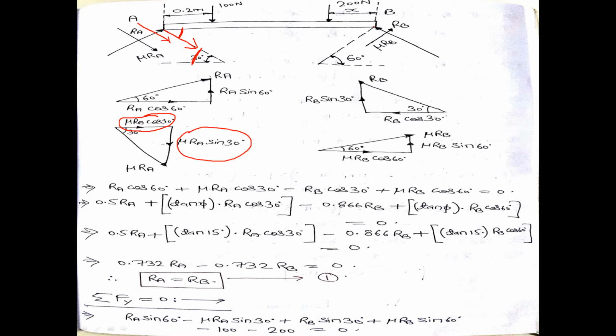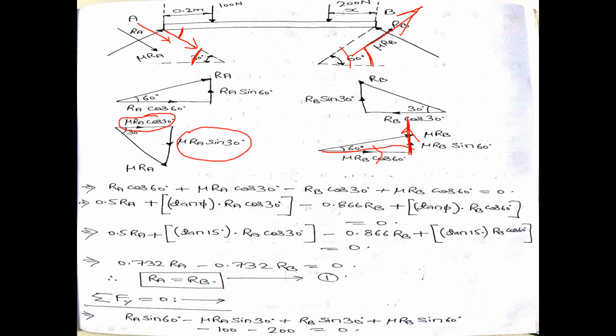Similarly, if I talk about point B, this is your mu RB, and this angle is 60 degrees. So you will have two components: one is mu RB cos 60 and another is mu RB sin 60. Is it clear? The components of mu RA and mu RB? Any doubt? No, sir, no doubt. Okay.